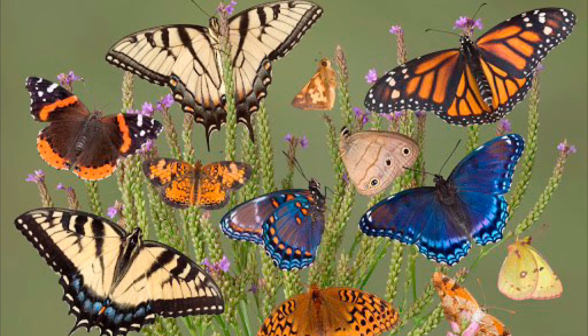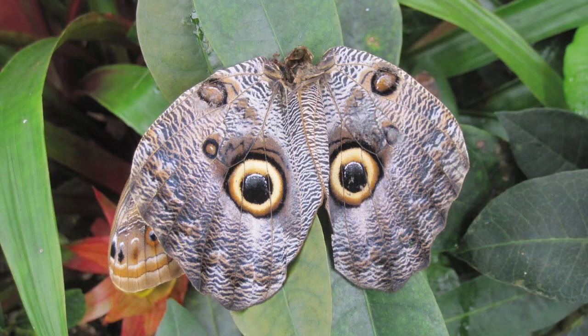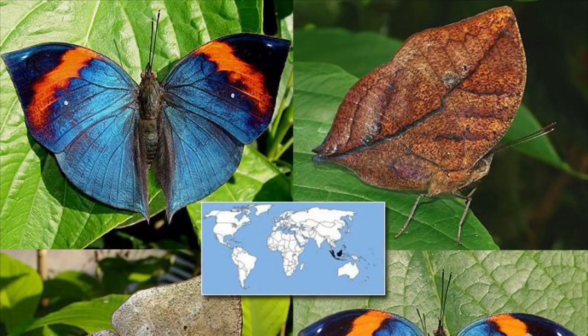Butterflies have different ways of camouflaging. One example is mimicry. This is an owl butterfly. Those big spots on the wings, those aren't really eyes, but a predator thinks those are the eyes of an owl. This is an Indian leafwing. And when the wings are closed, this butterfly looks like a dead leaf.